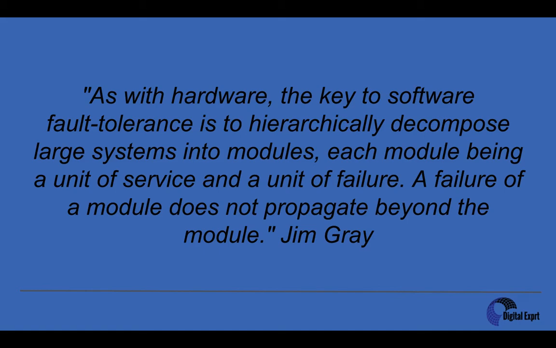And Jim Gray continues, as with hardware, the key to software fault tolerance is to hierarchically decompose large systems into modules, with each module being a unit of service and a unit of failure. It's very important, a unit of failure. A failure of a module does not propagate beyond the module. This is the ultimate isolation. So we need fault tolerance, and we achieve it by decomposing large systems into smaller modules and then encapsulating a failure within a single unit. That way, these are the abstraction boundaries that prevent failure from propagating beyond.